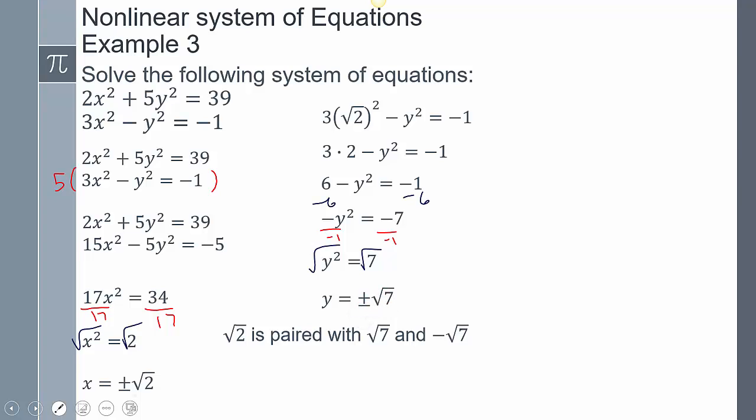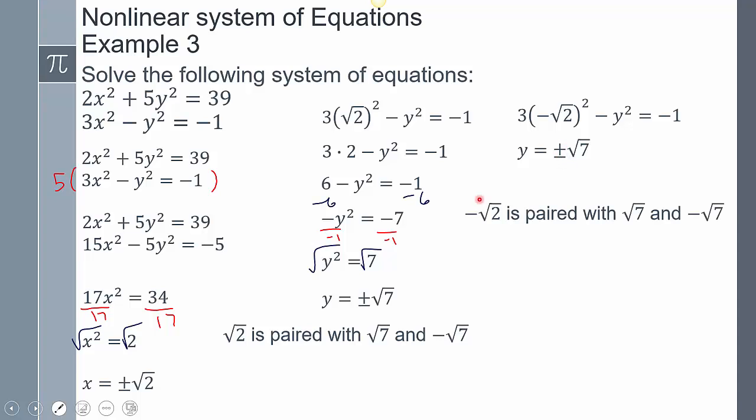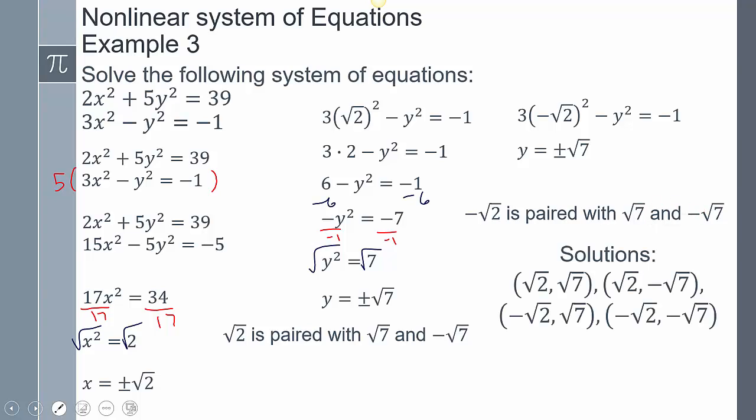So now I want to do the same thing with my negative root 2. And so plugging in the negative root 2 squared, once again, if you simplify it all, is going to give me plus or minus root 7. And so that means my negative root 2 is also paired with positive root 7 and negative root 7. And so for my solution, I just have to write root 2 being paired with root 7, root 2 being paired with negative root 7, negative root 2 being paired with root 7, and negative root 2 being paired with negative root 7. And so there are my solutions.